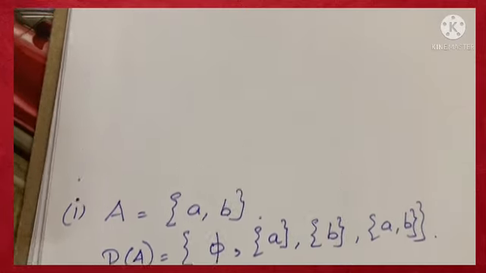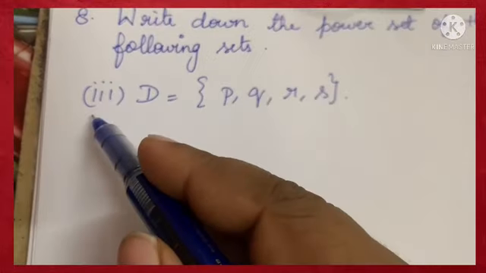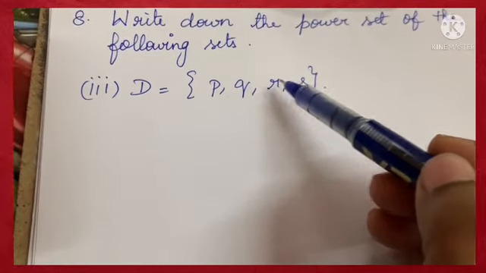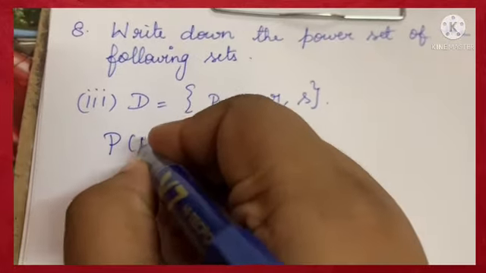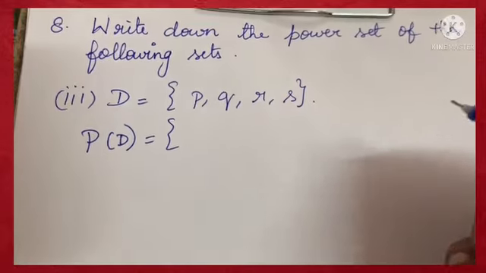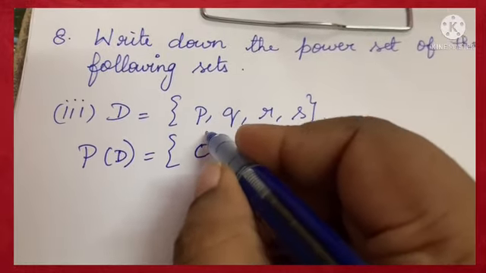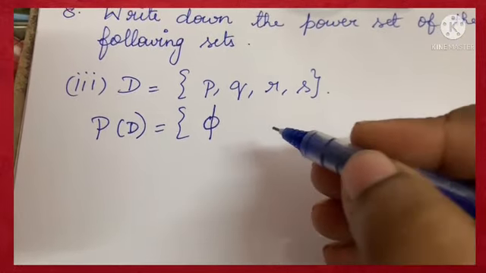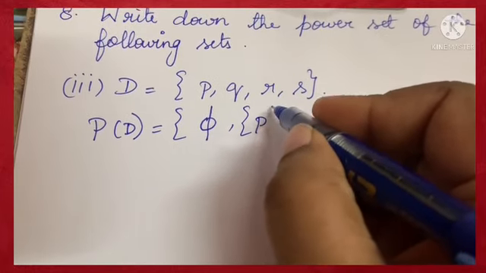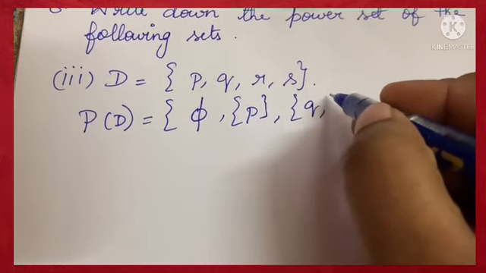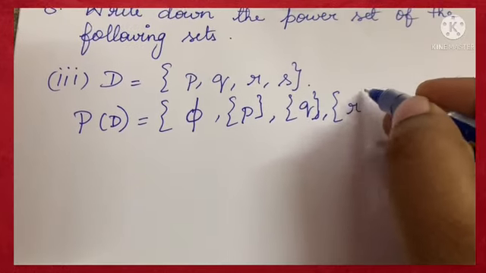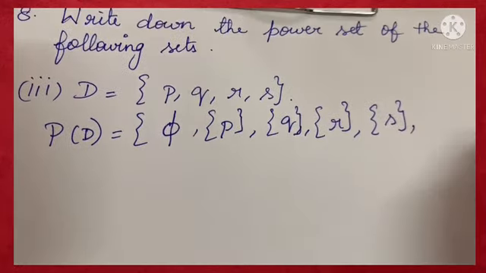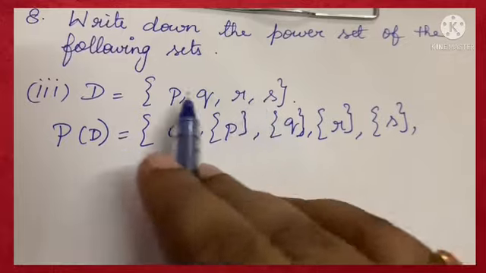Okay, now do the bigger sum in this. See, what we have here is D equal to {P, Q, R, S}. So P of D equal to, what I told you first is very good, null. Null set is a subset, and then P, then Q, and then R, then S. Okay, now I wrote everything singly.